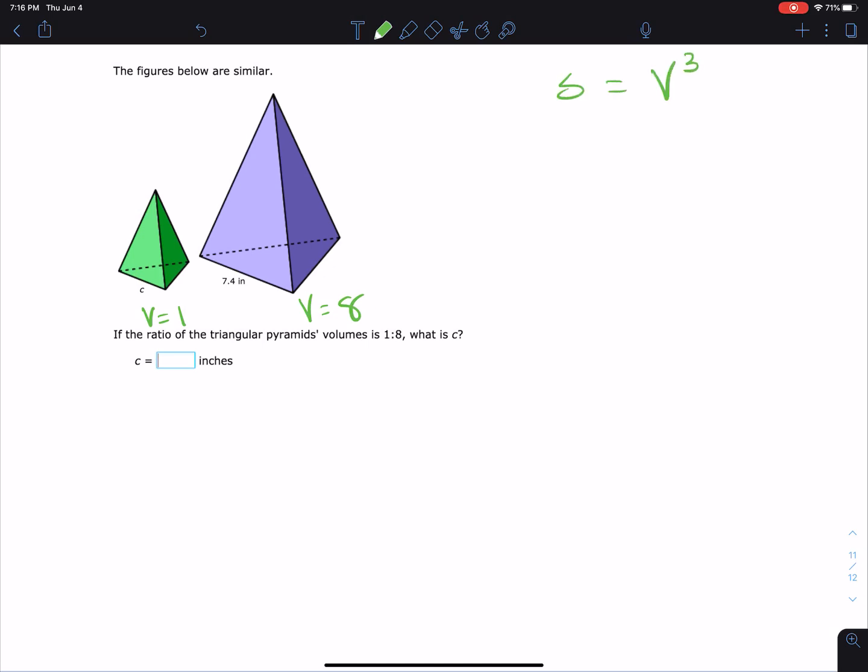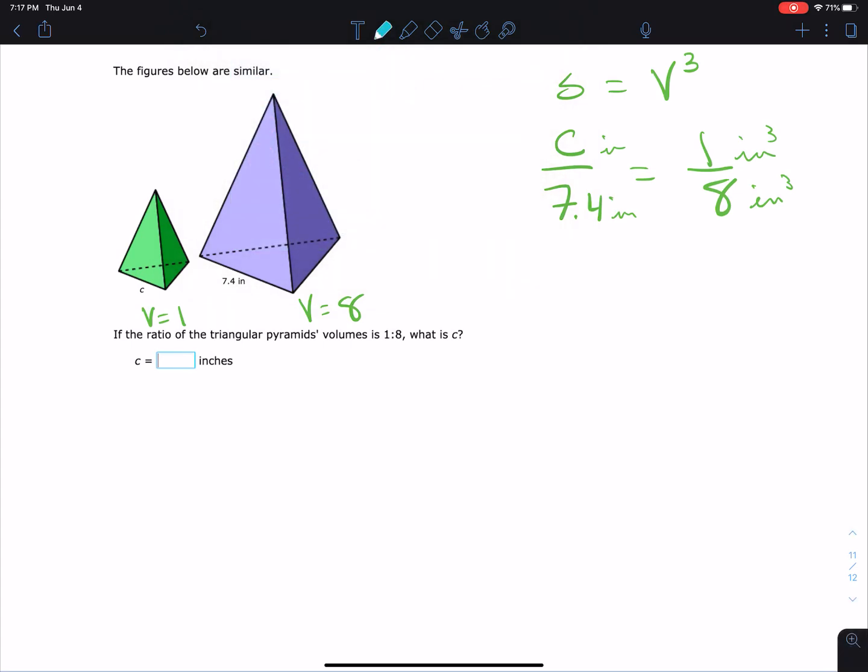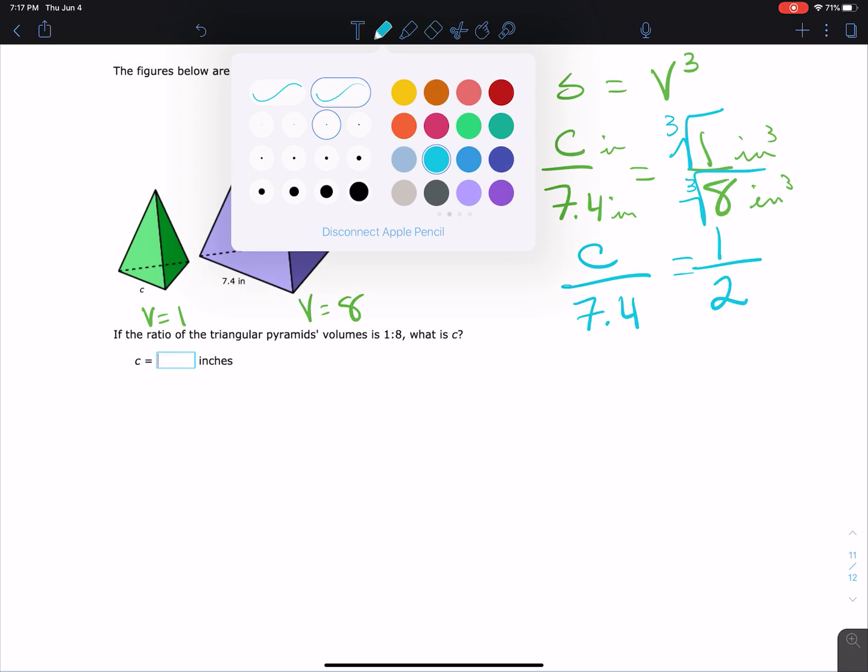So let's see. I would say C is to 7.4 as 1 is to 8. Volume is cubed. So this is in inches cubed, and this is in inches. So I could cube the left-hand side, or I could cube root the right-hand side, which I'm going to go ahead and do because cube rooting 1 is a 1, and cube rooting 8 is a 2. Okay, so I just intentionally got my number smaller, which was nice. I don't always do that. I always think of the best way to solve each problem, use the ways that you're not going to make a mistake.